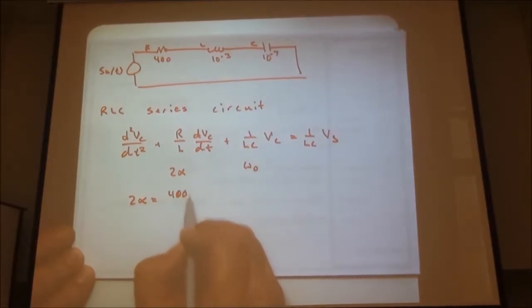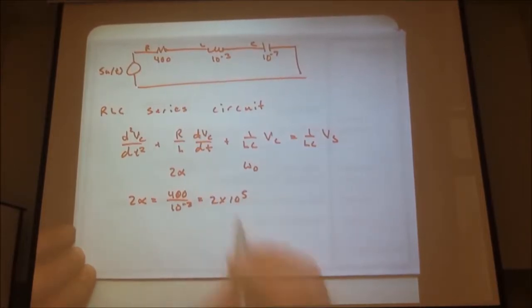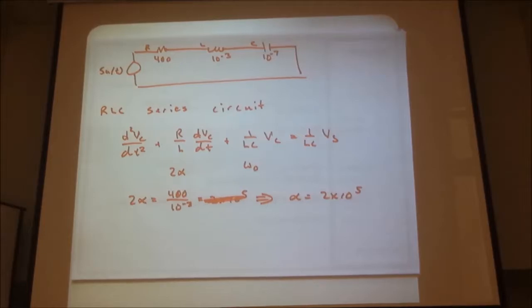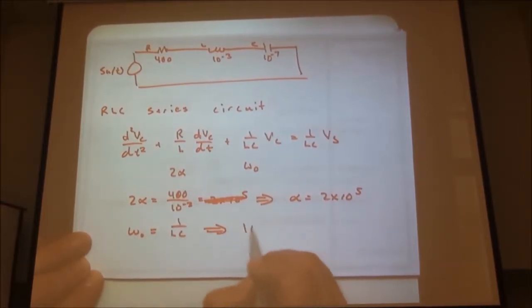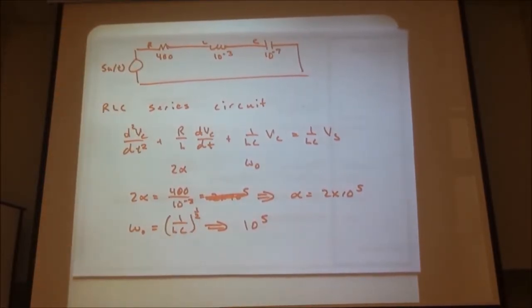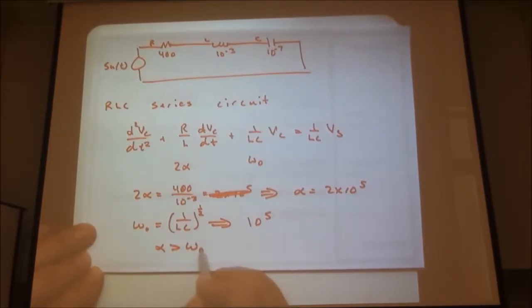And so we can do some math in here. 400 over 10 to the minus 3 equals 2 times 10 to the 5th. Alpha equals 2 times 10 to the 5th. Do that right. And then we can look at omega naught, 1 over the square root of LC, which I hope we agree is 10 to the 5th. So, like we've fortunately just been looking at, alpha is greater than omega naught. And so that's overdamped. There's our first case.